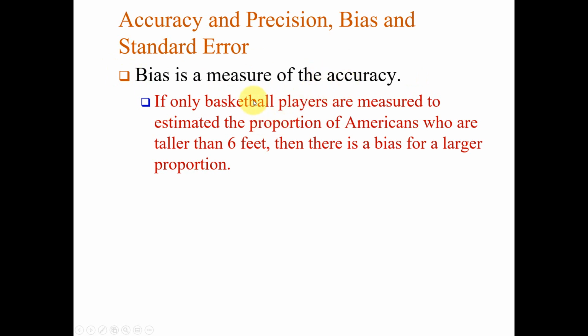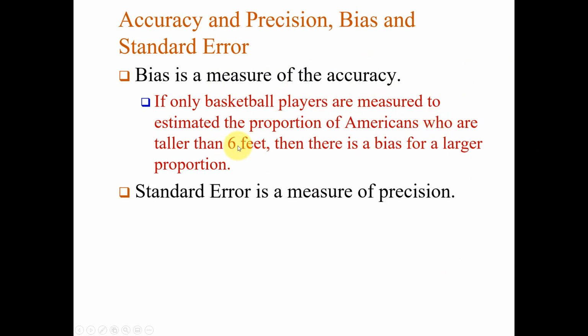So if only basketball players are measured to estimate the proportion of Americans who are taller than 6 feet, then there would be a huge bias, because the average height for NBA players, maybe that's not assumed here, but if you took a sample of NBA players, the average height's like 6'6". So basically everyone in the NBA is taller than 6 feet. So it would really be a really biased estimator for your proportion of Americans who are taller than 6 feet.